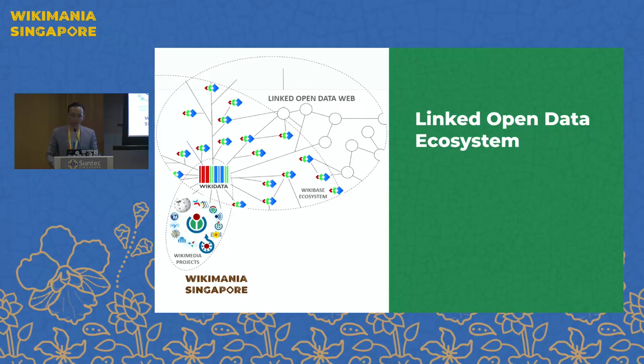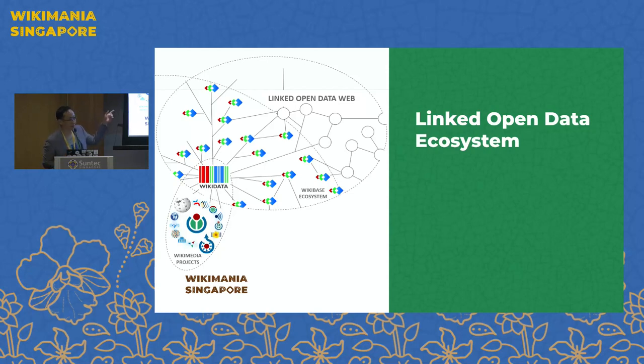So at Wikimedia Germany, we have a vision of a linked open data ecosystem, where, as you can see in the middle here, we see Wikidata, right? It stands right at the heart of the whole linked open data web. And you see many, many small Wikibases here. These Wikibases stand for different institutions using the Wikibase software in order to share their database with the whole ecosystem.